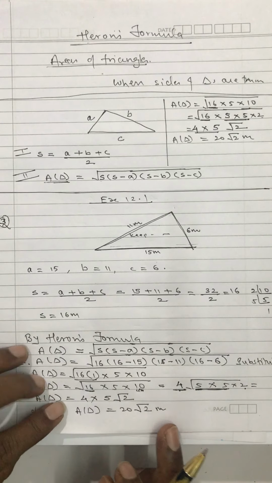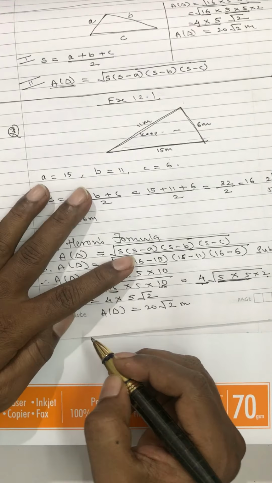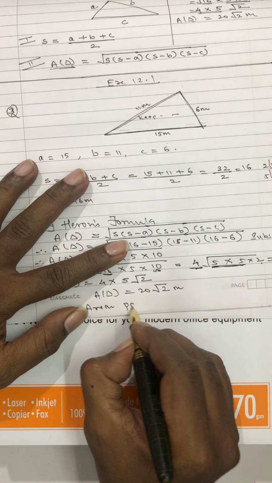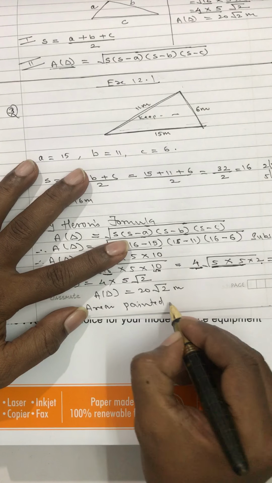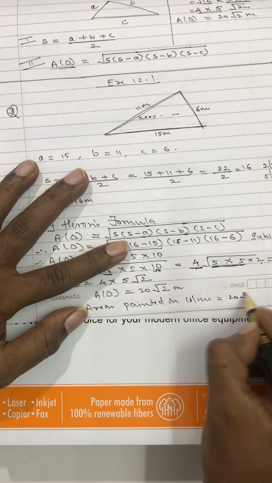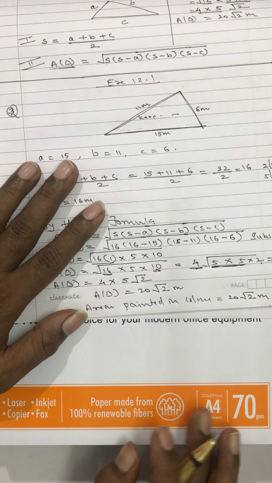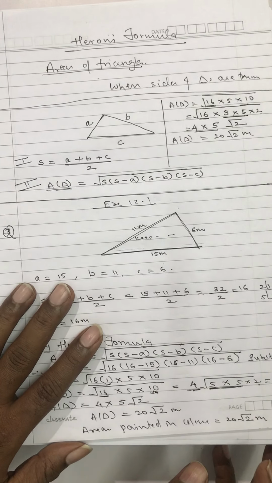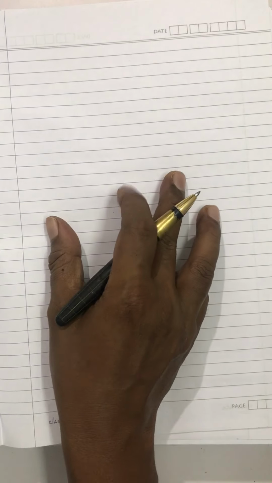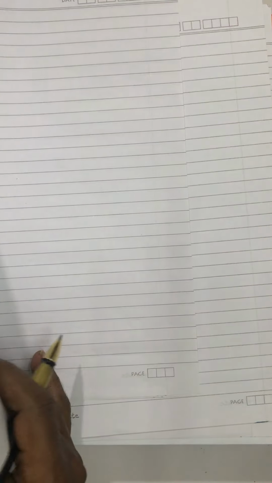Therefore, the area painted in color is equal to 20 root 2 meters. Only thing you have to be careful is about the unit, that everybody is in meter, 15 meter, 11 meter, 6 meter. As long as everybody is in meter, you can solve it easily.